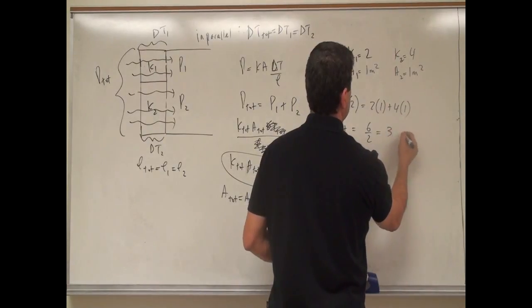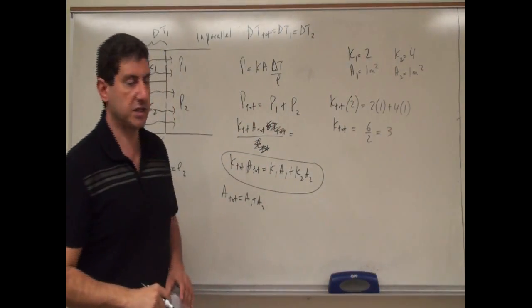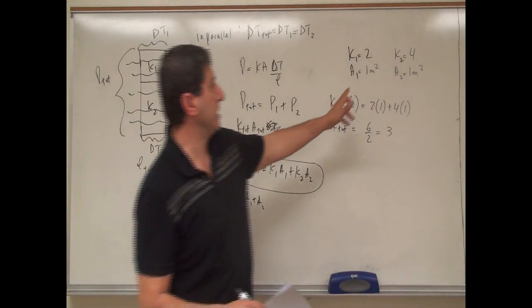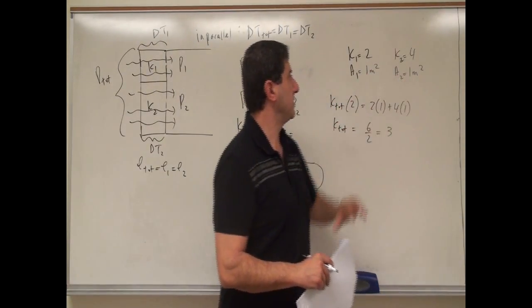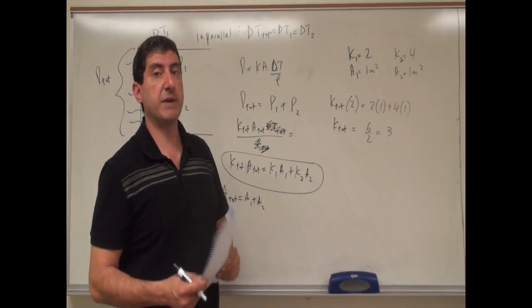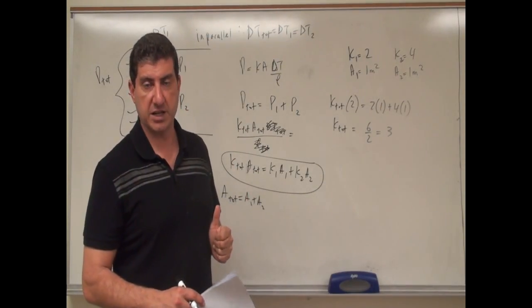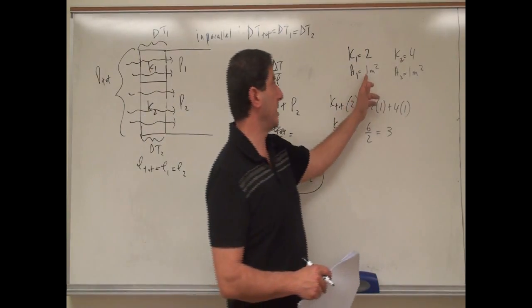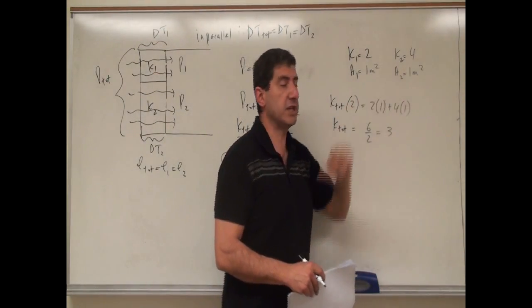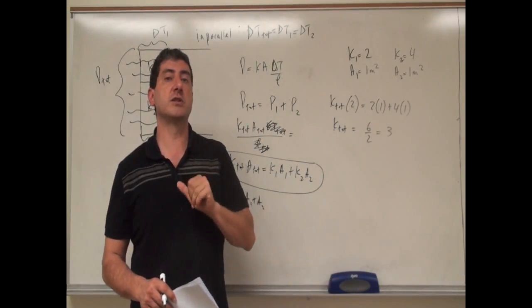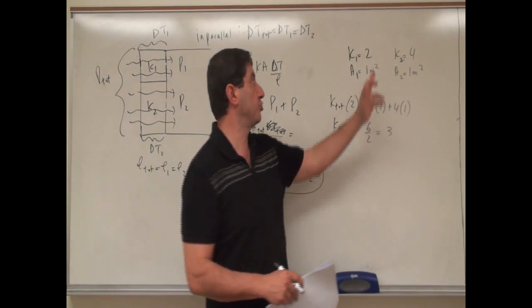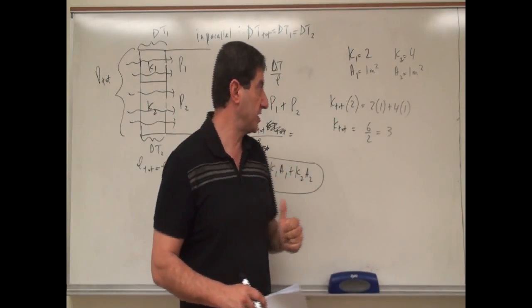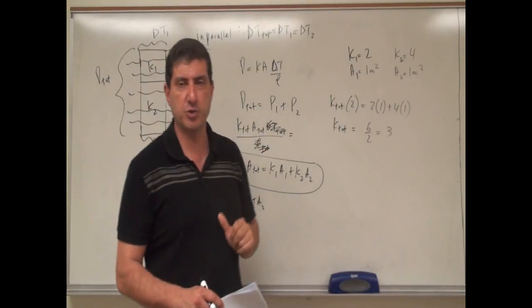It would be 3, and it would have the same units as the K, of course, whatever units the Ks have. So if they have the same surface area, in this case, the total K came out to be exactly in between the two, exactly equal to 3, right? In the other case, when L1 was 1 and L2 was 1, the total conductivity came out to be closer to the 2, right? It came out closer to the lower conductivity. In this case, it came out exactly in between, right?